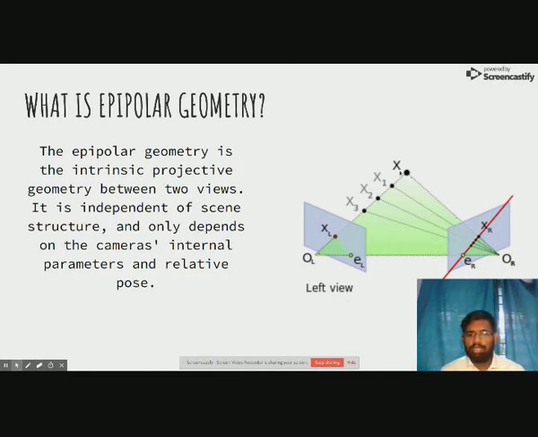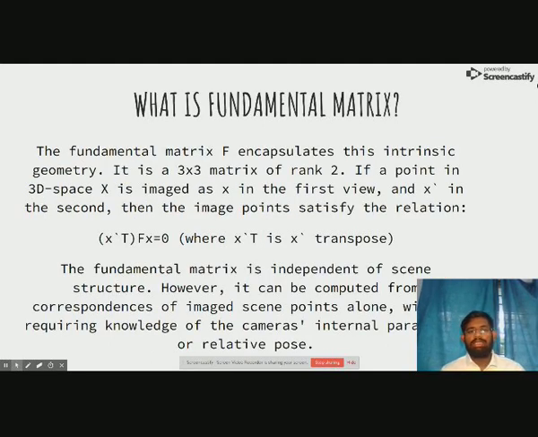For example, if x is the object we want to capture, and if we take an image from the left view and from the right view, then the coordinates in this image and this image will be different, but the real world coordinates won't change. To do this, we need the fundamental matrix. So the fundamental matrix encapsulates this intrinsic geometry. It is a 3 by 3 matrix of rank 2.